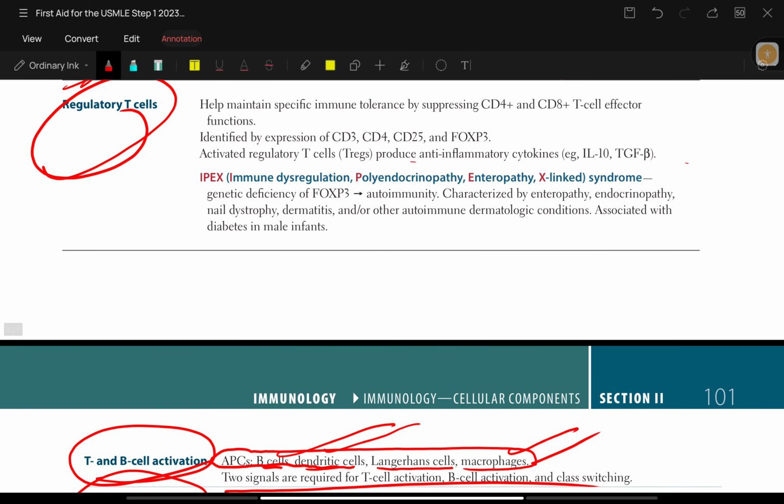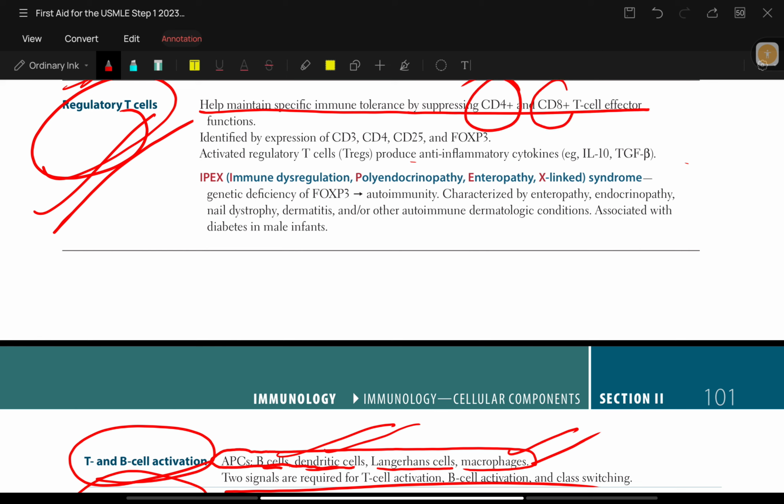Now talking about regulatory T cells. Regulatory T cells help maintain specific immune tolerance by suppressing CD4 and CD8 T cell effector functions. They are identified by expression of CD3, CD4, CD25 and FOXP3. So regulatory T cells are identified by this: CD3, CD4, CD25 and FOXP3.